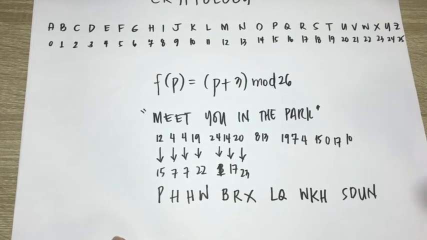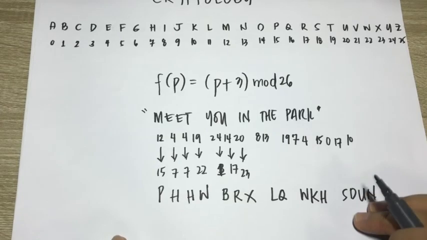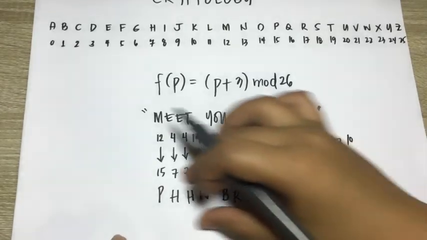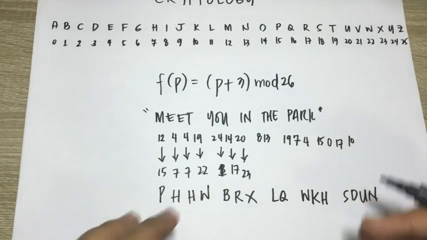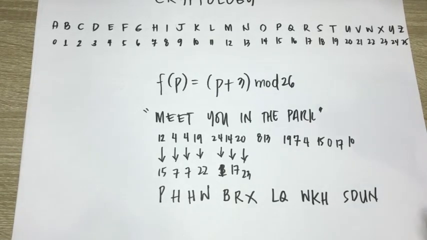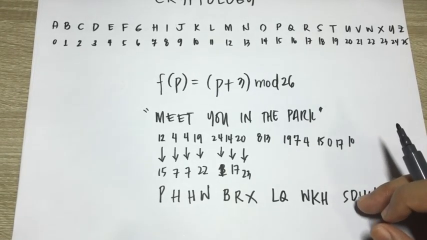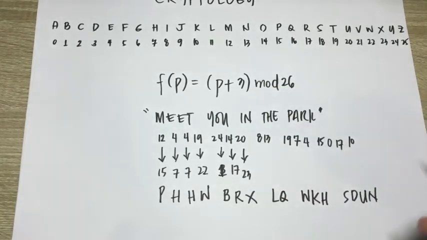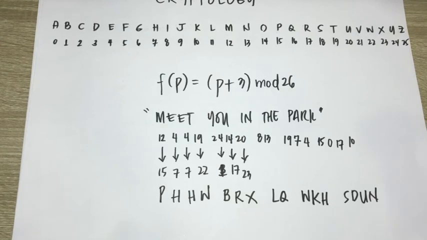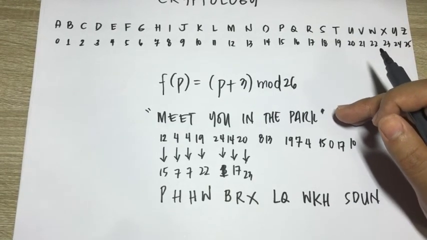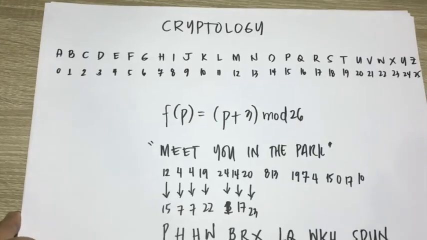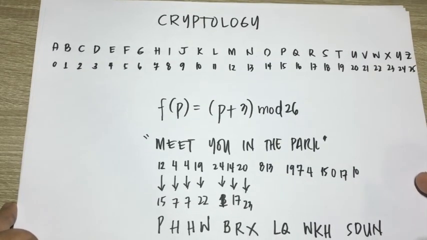Now, the challenge here is how the recipient of the message will decode this given message. So what will happen is that you are just going to reverse the process. So instead of adding 3, you are now going to subtract a value of 3. So that's how you decode the message "meet you in the park." So that is the last application of modular arithmetic, and that is cryptology.